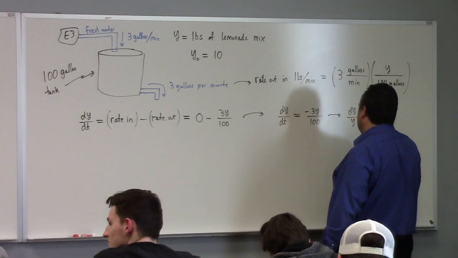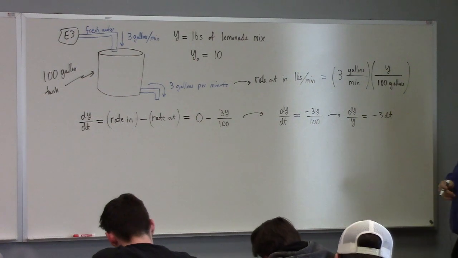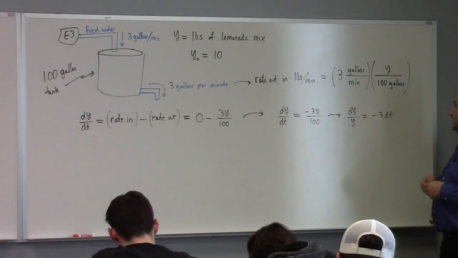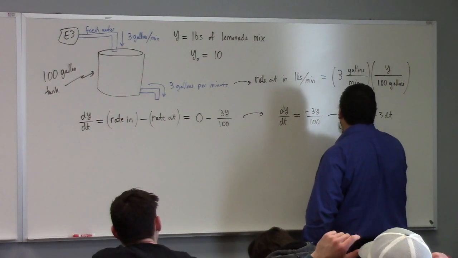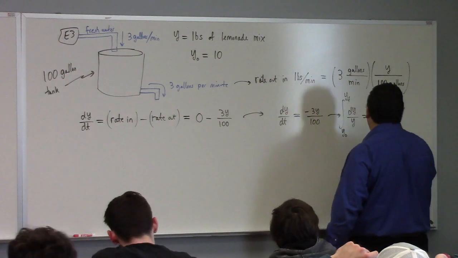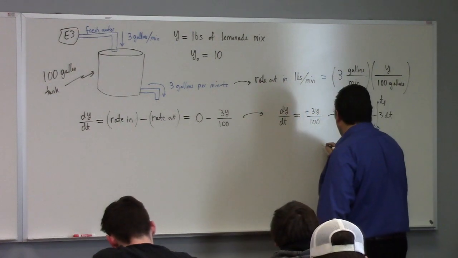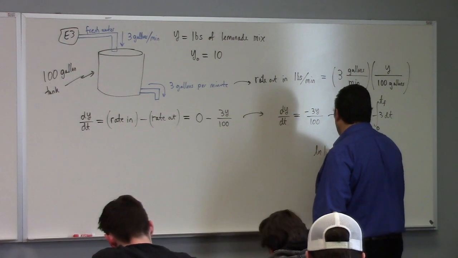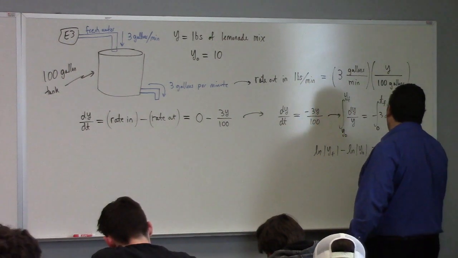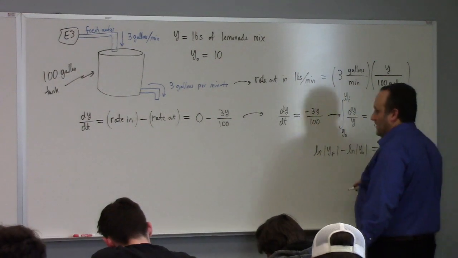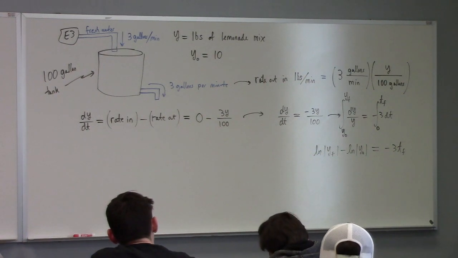dy over y is equal to minus 3 dt. So we separate, integrate, right? Let's integrate from y0 to yf, and correspondingly integrate from time 0 to time tf. That gives me the natural log of the absolute value of yf minus the natural log of the absolute value of y0 equals minus 3tf. I will continue this solution on the other side of the board.